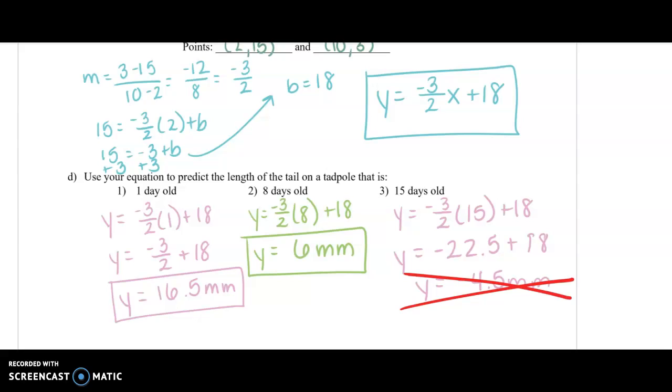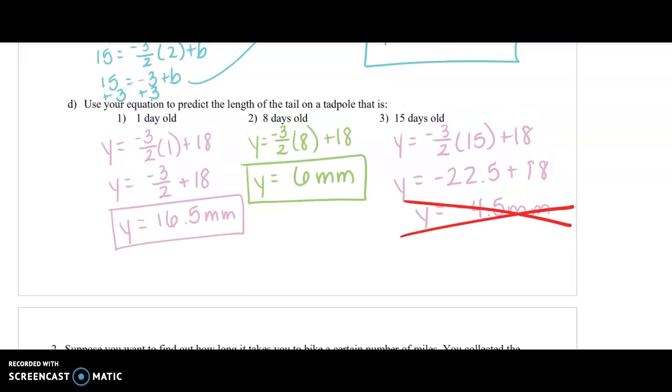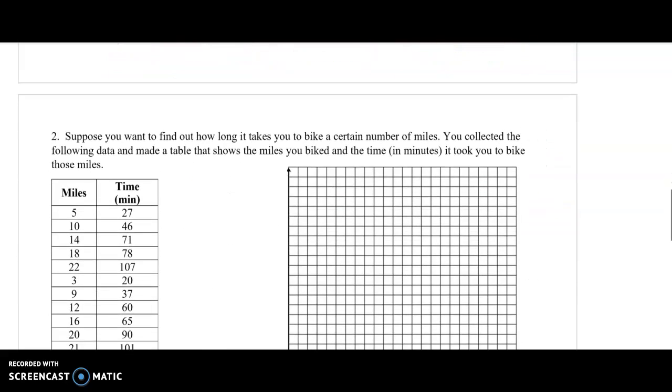Okay, so you would just say after a while, the length of the tail is going to go away because they're going to lose their tail because they're getting older. Okay, that's our first problem.